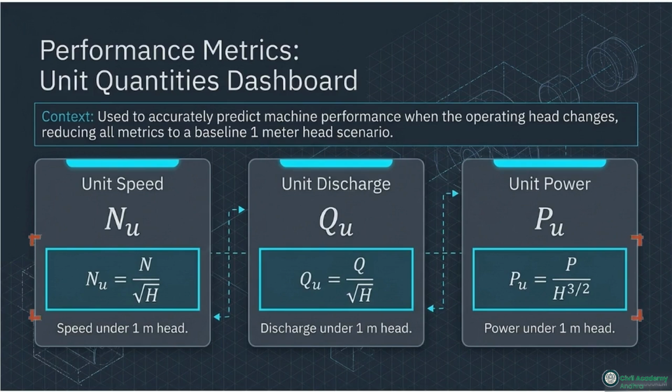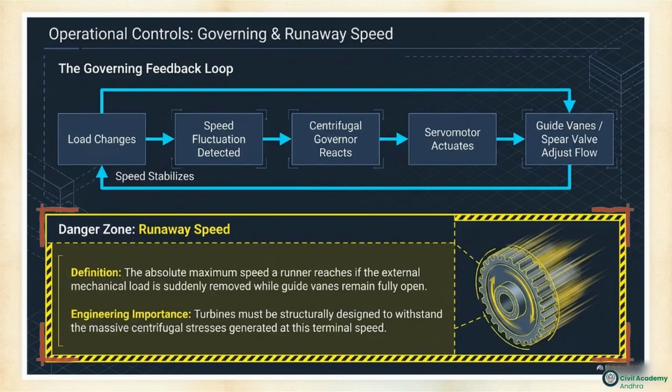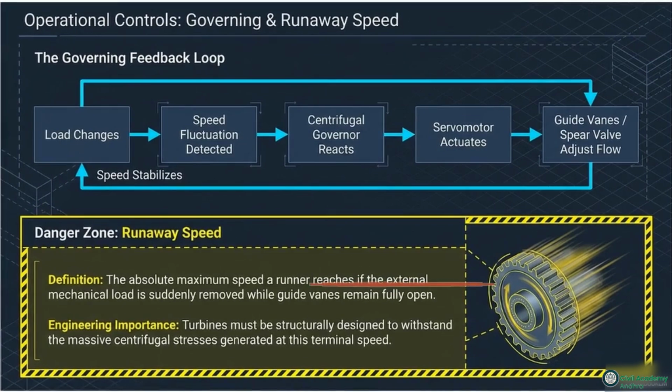Operating machines involve strict physical limits. Look at the danger zone. If the external load is suddenly disconnected while water flows, the turbine accelerates instantly to runaway speed. This absolute terminal velocity generates massive centrifugal stresses.